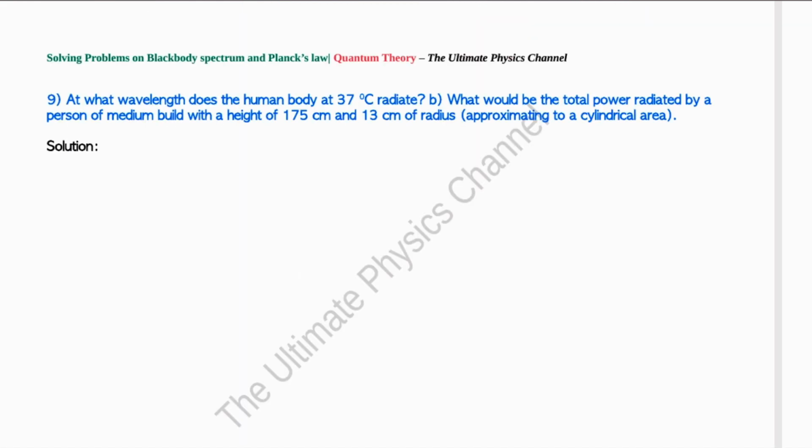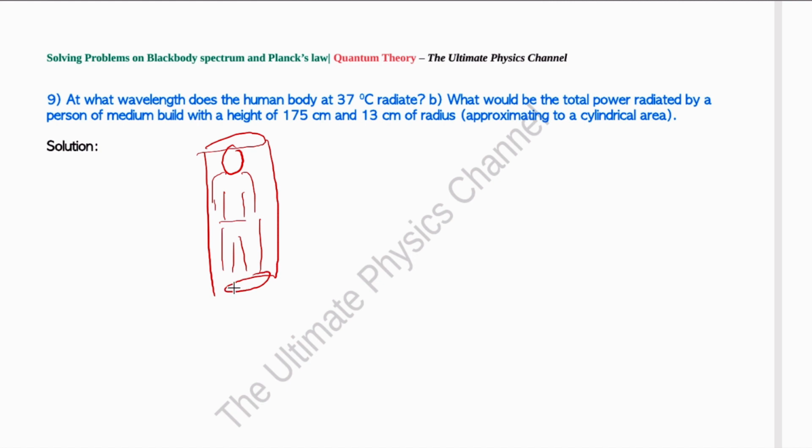At what wavelength does the human body at 37 degrees centigrade radiate? What would be the total power radiated by a person of medium build with height of 175 centimeter and 13 centimeter radius approximating to a cylindrical area? So here a human body is approximated to a cylinder, and that's radiating like a black body, right?